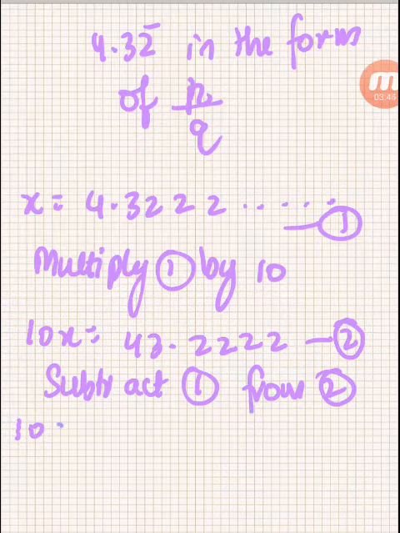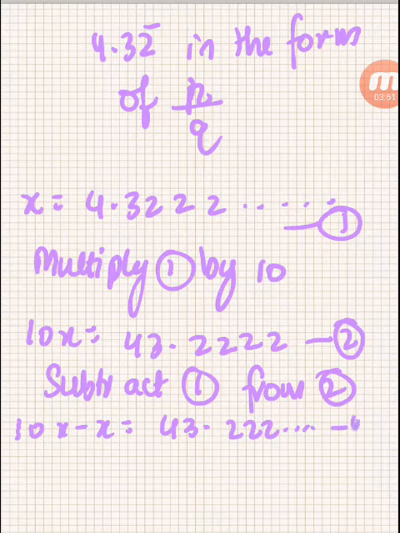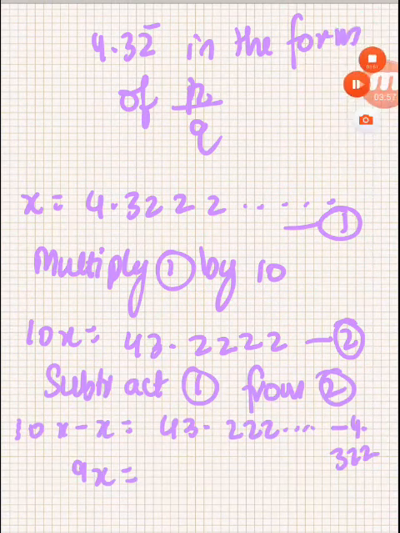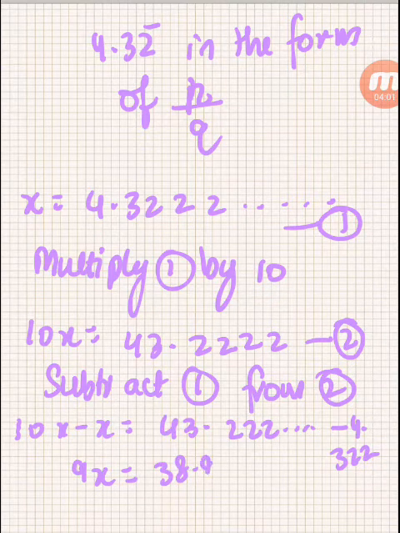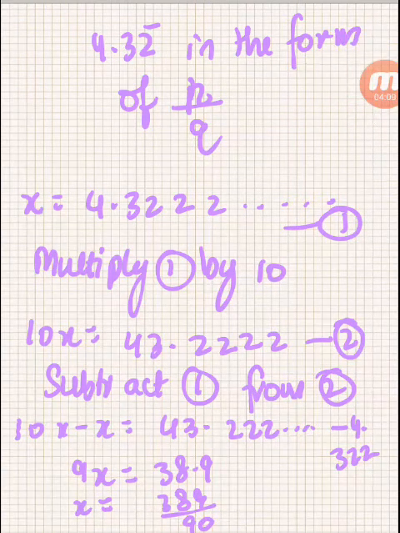So 10x minus x, 43.222 minus 4.322, 9x will be equal to, so let me calculate it. So it's equal to 38.9, and now from here x will be equal to 389 upon 90, right? So this is our answer.